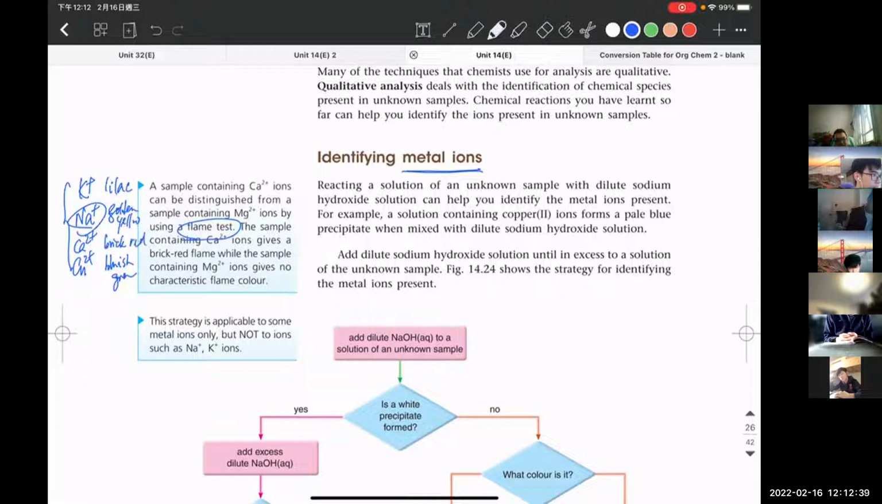So this is what you know in the Form 3 syllabus, but the flame test cannot test for the presence of other ions, such as magnesium ion. Remember, very strange: magnesium ion doesn't show a characteristic flame color, but magnesium metal can. When I burn magnesium metal, it gives a bright white light, a very characteristic observation. But for magnesium ion, it does not. So you need to think of other tests.